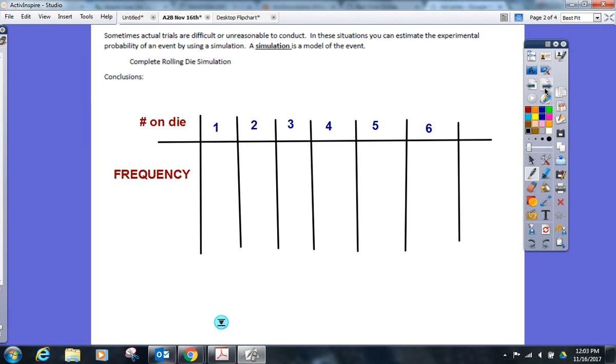So underneath, I need you to get this table down for me. The number on the die that comes up, 1 through 6, and the number of times it comes up. I'm going to do a simulation for you, because we don't have the class time right now for you guys to roll 300 times.